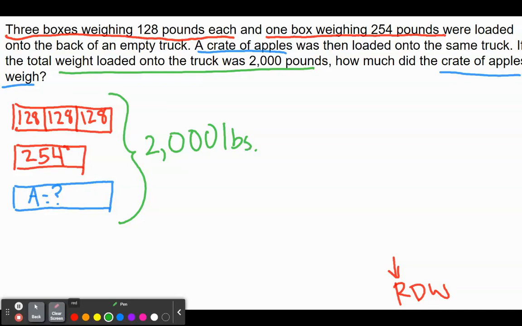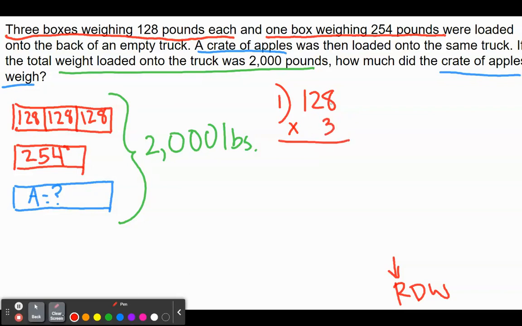So let's first go to step 1. So step 1, we may not know how much the apples weigh, but we do know that we have 3 boxes weighing 128 pounds and then another box weighing 254 pounds. So first, let's figure out how much all 3 of those boxes are together. So I have 1 box that is 128, but I have 3 of those. So I'm going to go ahead and multiply 128 times 3.